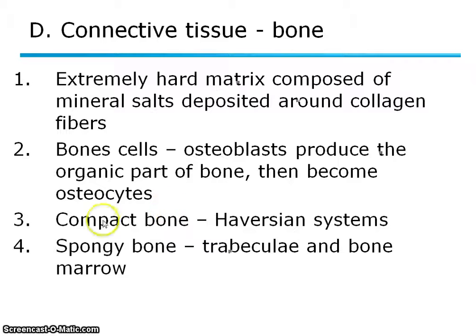as they mature. So we have compact bone and spongy bone, and we'll get into this more later when we talk about the skeleton, but there are two different types that we'll be observing under the microscope as we do our bone dissection.